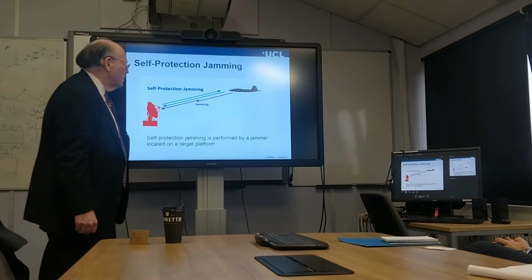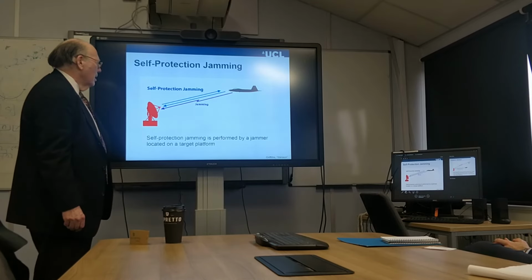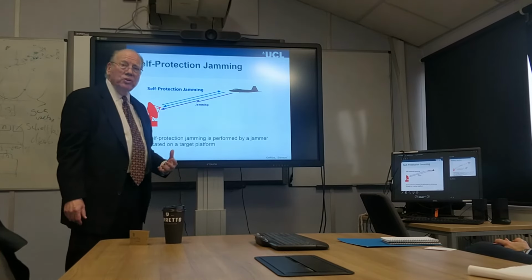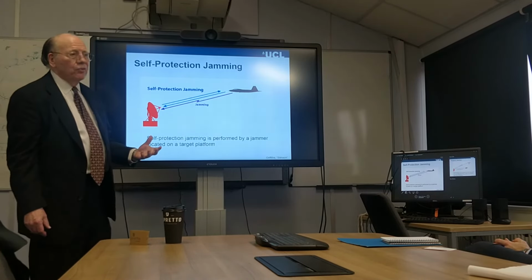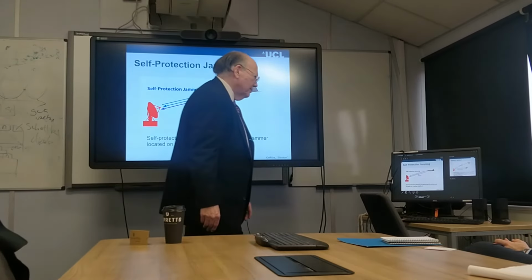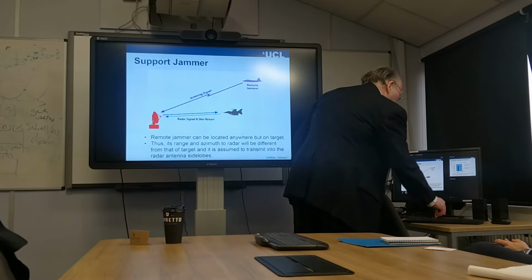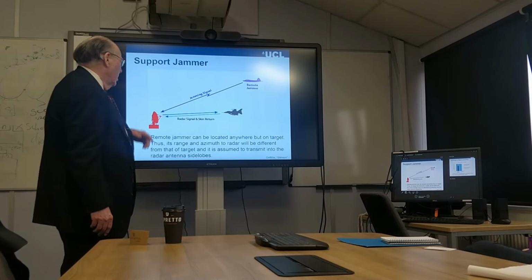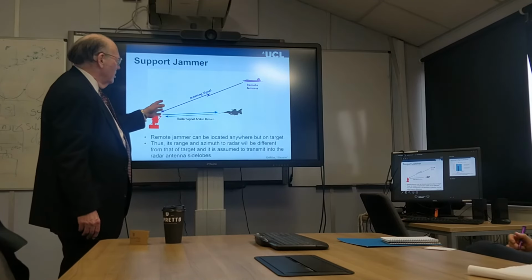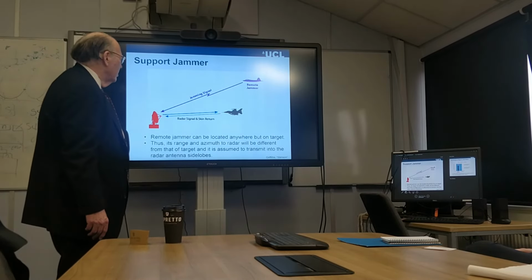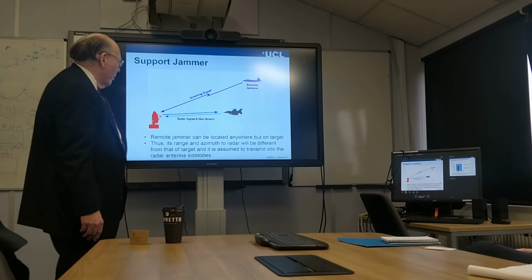If we have self-protection jamming, we talked about this a little bit before, this is where the strike aircraft has its own jammer, and so it's jamming the threat that it sees. For support jamming, we have a strike aircraft, and then we have a separate jamming aircraft that is sending a jamming signal to the radar.